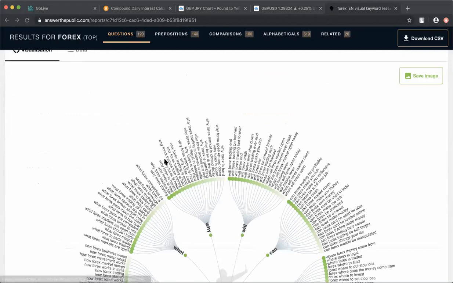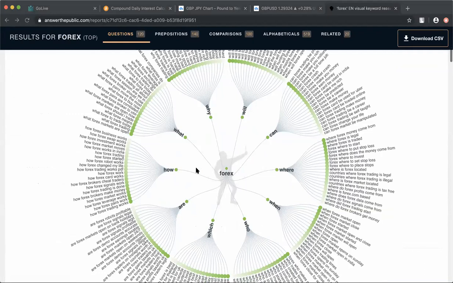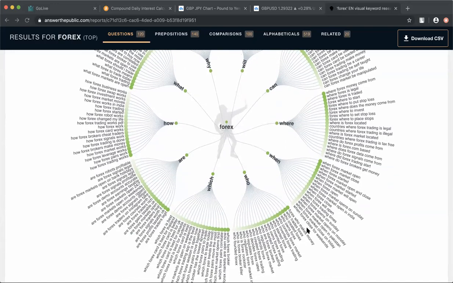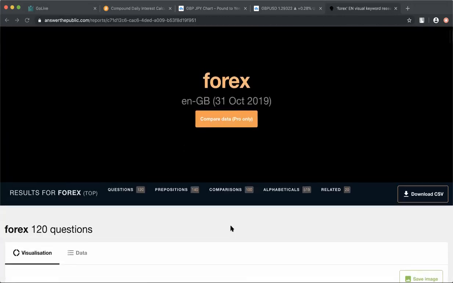Don't sleep on TikTok. I've never used TikTok. You got to put me on. So these are the questions that people are asking about Forex. Where does Forex money come from? Where is Forex legal? Where is Forex traded? When does the Forex market open? Who makes money? Who trades Forex? Who created Forex? You can make a quick 1-minute video answering any one of these questions, or any combination of these questions, right? Let's pick a different topic.